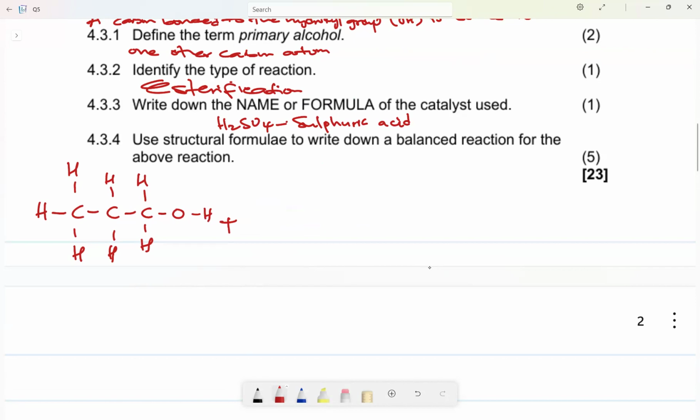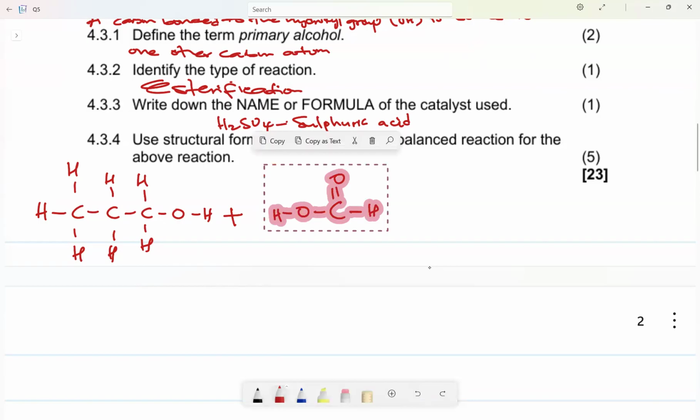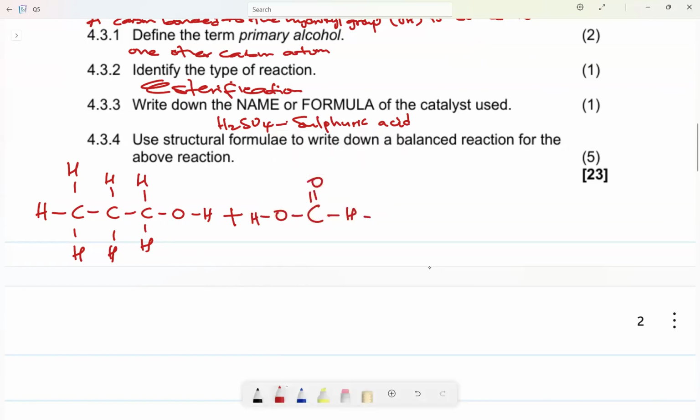I want to put it like here. I want you to see what will happen during the reaction. Now, when I form an ester, I know I need to form water. But now that water, I take it from where? I take the OH from the carboxylic acid, and I take an H from the alcohol. Whatever I see, the remainder, I just draw them as they are.